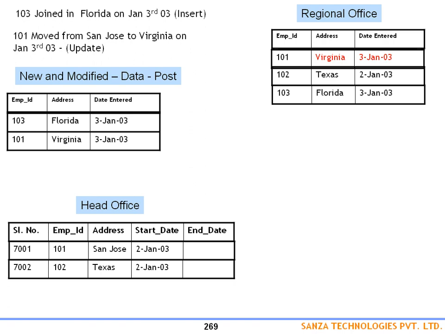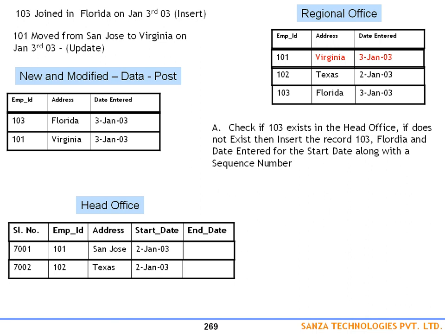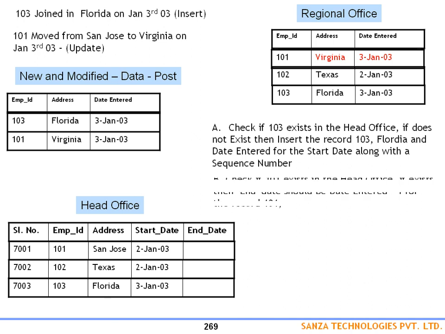From there, the head office applies the logic. What will he do? He checks if 103 exists or not. If it does not, then he will insert the record 103 and the start date will be the date entered. Then check if 101 exists in the head office. If it exists, like your resume, what you do as you move to a new project is update the end date of the previous project. You start a new project in January, and the previous project you end at December. That is monthly there. Here it is day wise.